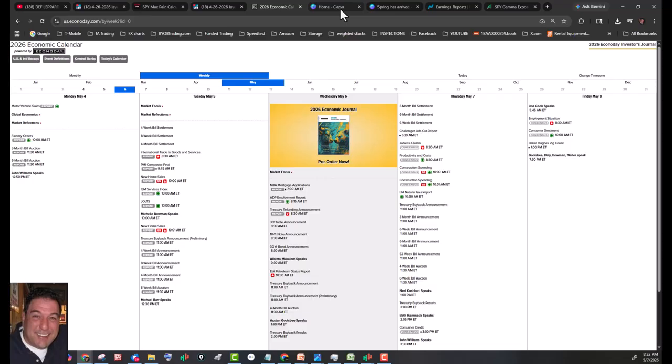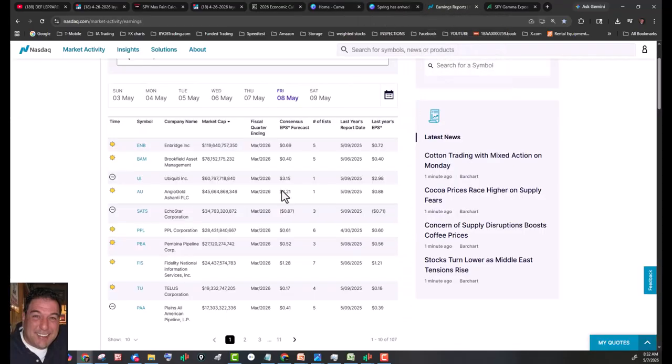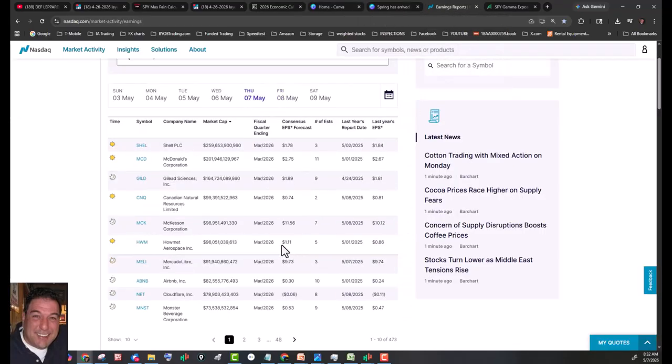Let's take a look at earnings right here. And on earnings for Thursday, the 7th, okay, a lot of familiar names, but none of these are the tip of the spear, and I'm talking about AI and technology, which is the future. Not to say Shell's not going to be here in the future, or McDonald's, all right? I'm just saying these all have big market caps, but none of them are going to be market movers like Intel, AMD, NVIDIA, anything that's the tip of the spear when it comes to AI.